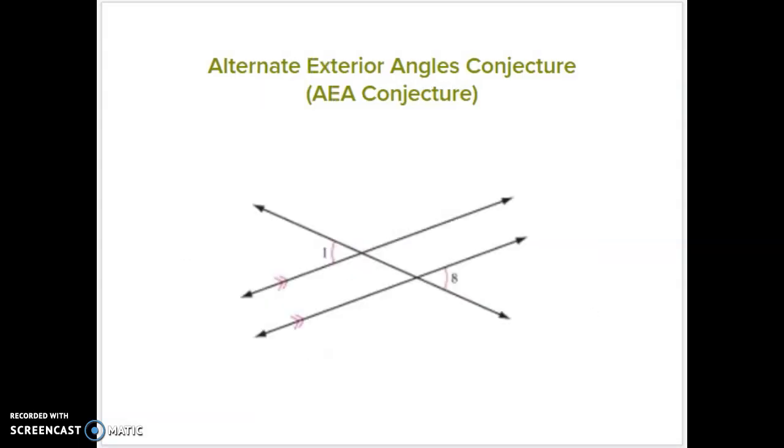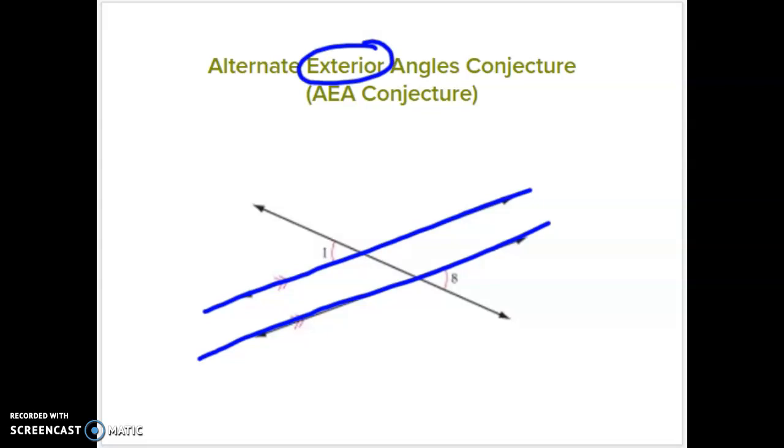Alternate exterior angles conjecture. So the exterior angles are the angles that are on the outside of the parallel lines. So notice 1 and 8 both fall on the outside or the exterior part of the parallel lines. And then they're also, again, on opposite sides of the transversal. 1 is over on the left, 8 is over on the right.